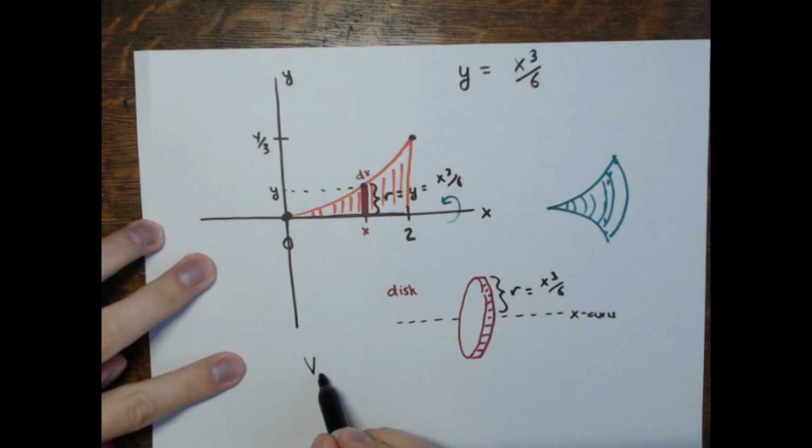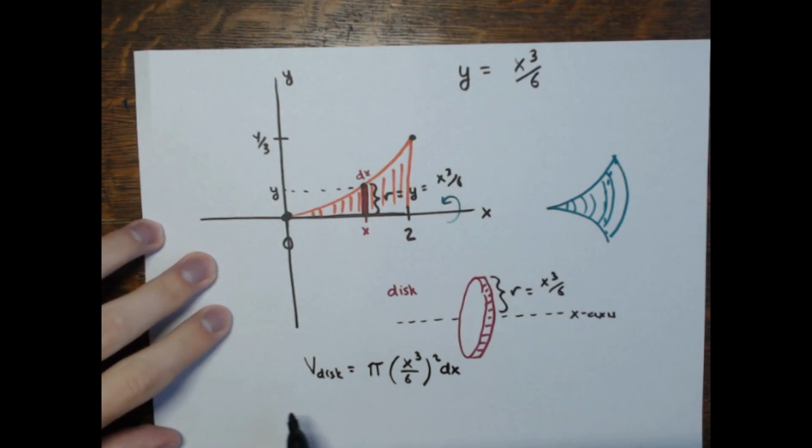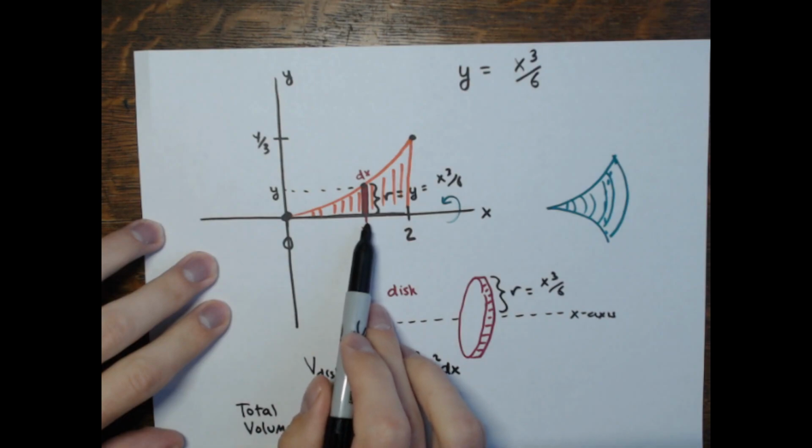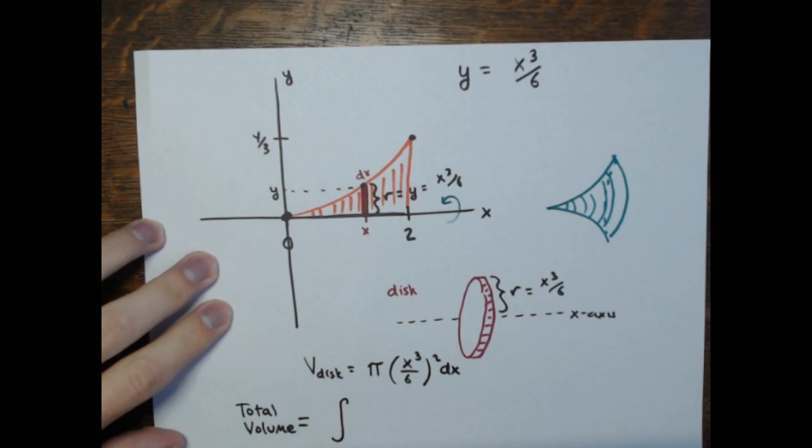So the volume of just a single disk is the circular face area, pi times x cubed over 6 squared, right, times the thickness, dx. And then the total volume, and this is the integral that we're going to have to set up, would be making these slices and creating these disks for every value of x from 0 to 2. So I'm integrating from 0 to 2 of this here, pi. Now we could go pi over 36, right? Because 6 squared is 36 in the denominator, and then x cubed squared is x to the 6th dx.